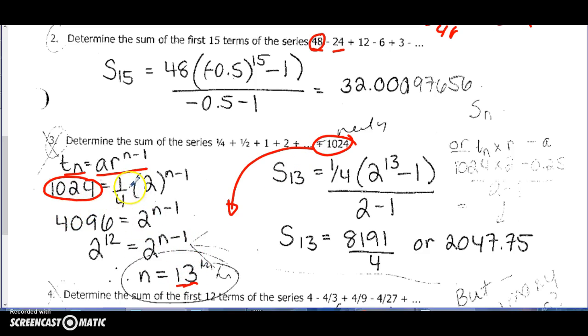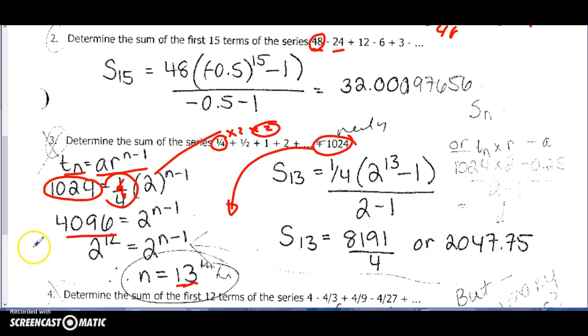So what you do is, first step is divide by a quarter. My A is a quarter. It's times 2 each time, so that's my R. You divide by a quarter, which is the same as multiplying by 4. So that's how you get rid of this. 4096 is equal to 2^(n-1). Use logarithms to figure out what that is.